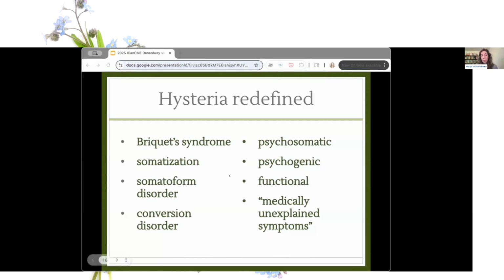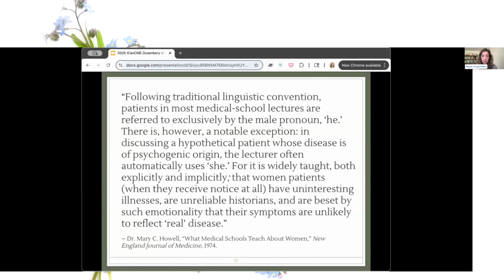So throughout this history, as hysteria has morphed and changed over the decades, it's always been taught as a scientific fact that women are especially prone to such symptoms. Basically, for centuries, the typical patient with hysterical symptoms has been a woman.